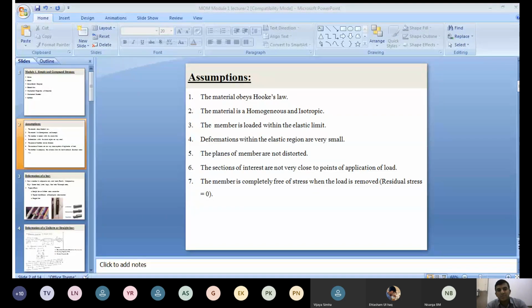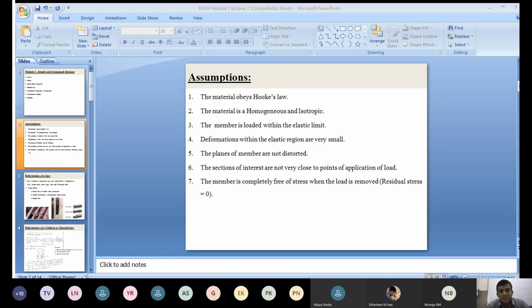Distorted means change in shape. If you consider a rectangular cross section and apply a load on the body, once it is deformed, it remains only a rectangular shape. It will not become a rhombus or any other shape, right? That is the fifth assumption: the planes of the member are not distorted. Distorted is nothing but a change in shape of a body.